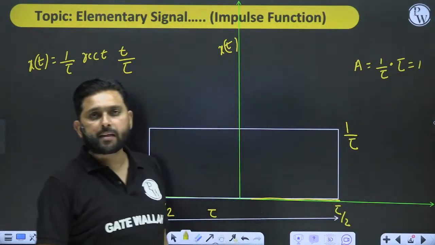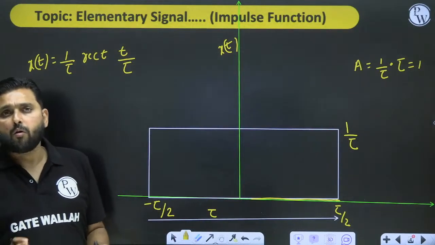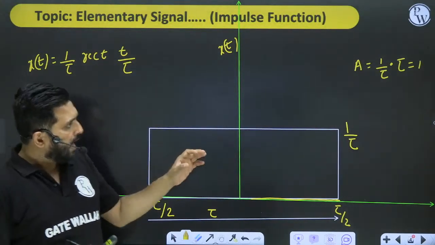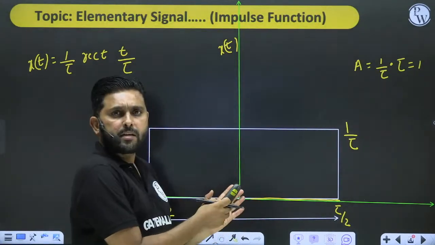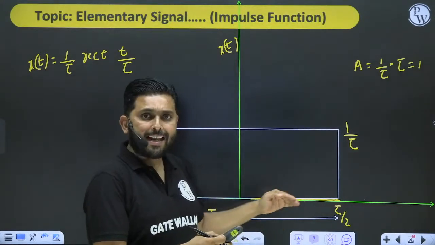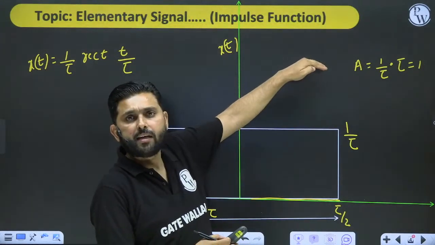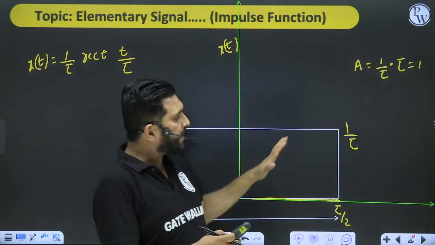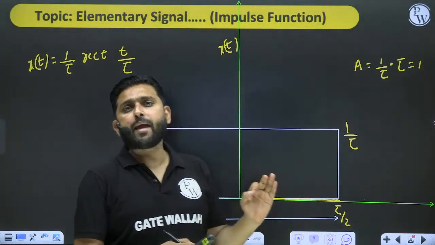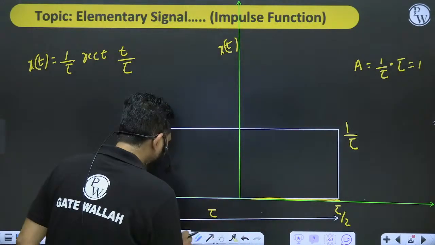That's what my area under the curve is. Now what I am doing is that, see here, I will reduce the width tau and increase the height in such a way that the area under the curve will remain a constant. So how will you perform this one?